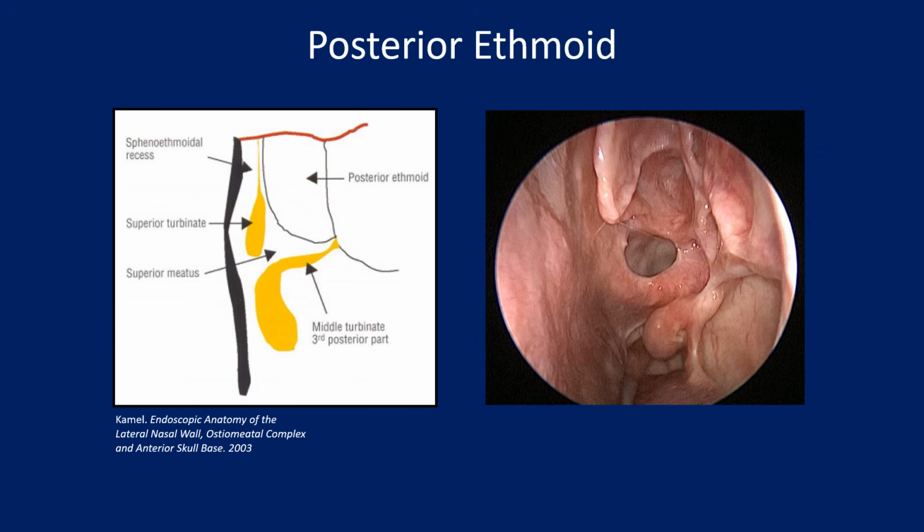Posterior ethmoid's quick. It's very similar to the boundaries of the anterior ethmoid, except for the superior turbinate. So the superior turbinate is the medial boundary. Fovea ethmoidalis is the superior, lamina laterally.